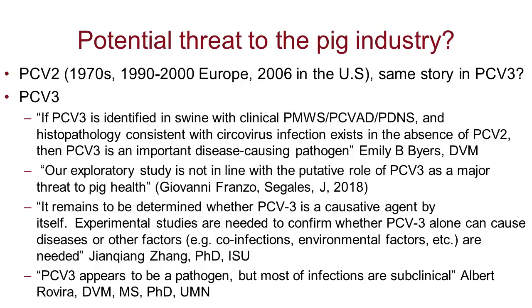I bring some opinions from practitioners, diagnosticians, and scientists. Dr. Bayer said, if the PCV3 is identified in swine with clinical PCVD and the histopathology consistent with circovirus infection exists in the absence of PCV2, then the PCV3 is an important disease-causing pathogen. But still, she believes that in some situations, the PCV3 can be the primary pathogen. And the research paper from Spain suggests that their exploratory study is in line with the putative role of PCV3 as a major threat to pig health.